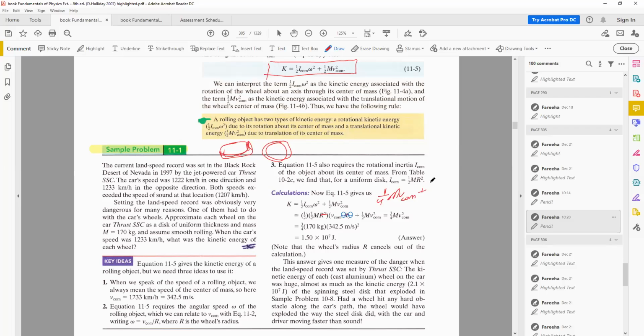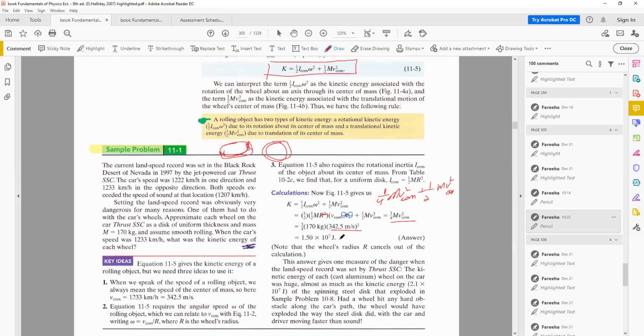Plus half m Vcom squared. When you add these two quantities, you will get 3 over 4 m Vcom squared. The r gets cancelled. Now you know that the value of m is given as 170 kg. The value of v is given as 1233 kilometers per hour. You have to change it into meters per second.